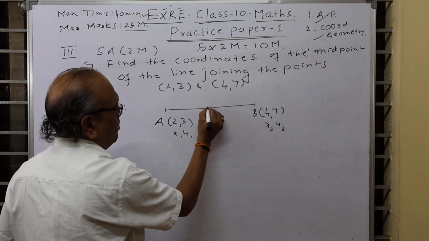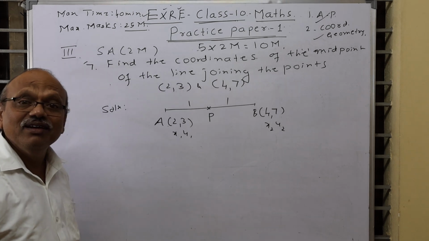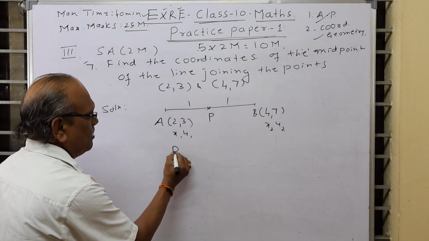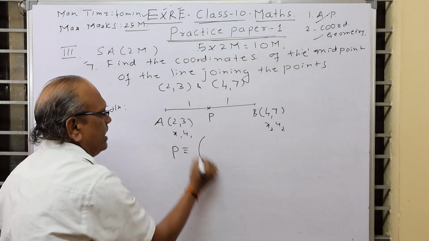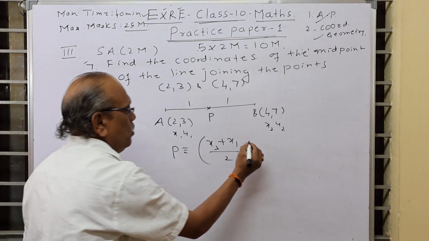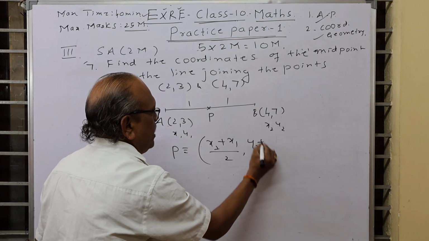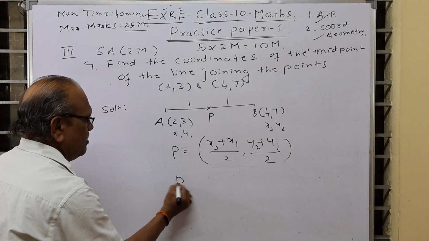What is the midpoint? Midpoint formula P. It will divide the ratio in 1:1. You also know the formula. What is the midpoint formula? The midpoint formula is the sum of the x coordinates upon 2, that is x2 plus x1 upon 2. You must have the formula in your mind, and y2 plus y1 upon 2. See how easy the problem is.